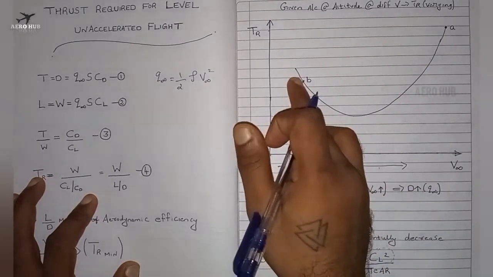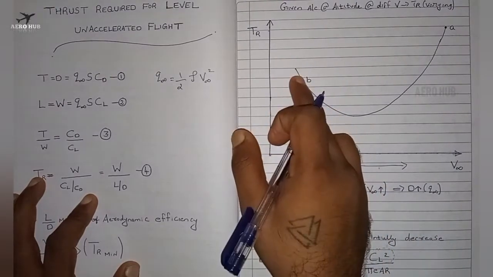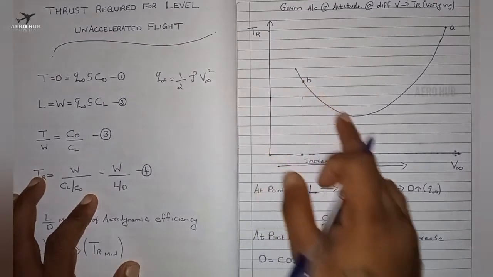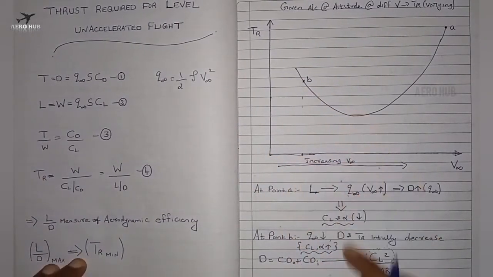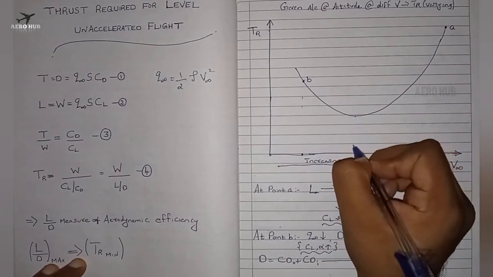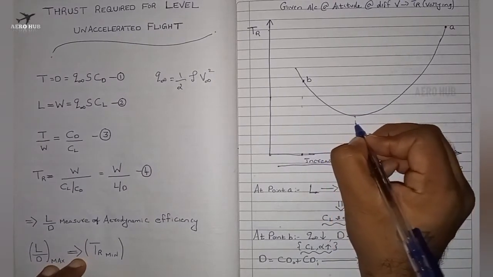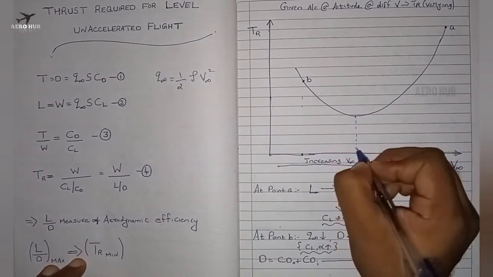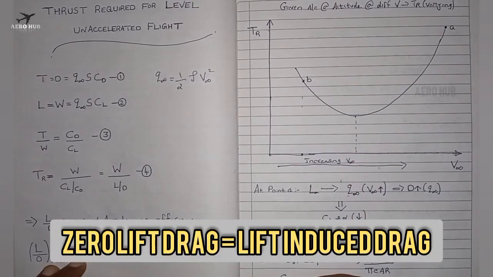This is why, since the value of Q infinity is decreasing, we have a sudden decrease in the thrust required curve, and since the CL value is increasing, the value of drag as well as the thrust is increasing after a certain point. And at this point, this is the minimum thrust required. We have an important result. The value of CD naught is equal to CDI, that is zero lift drag is equal to lift induced drag.